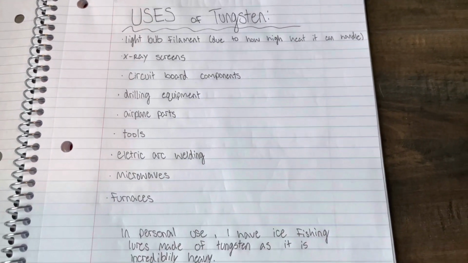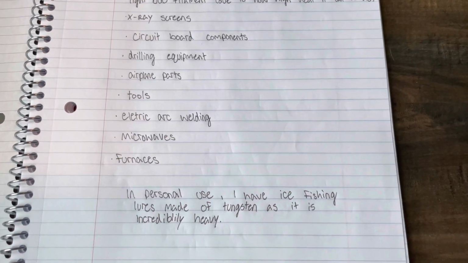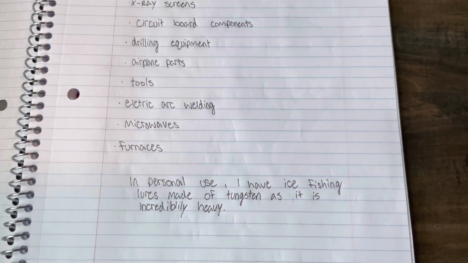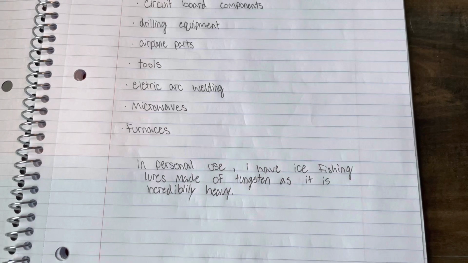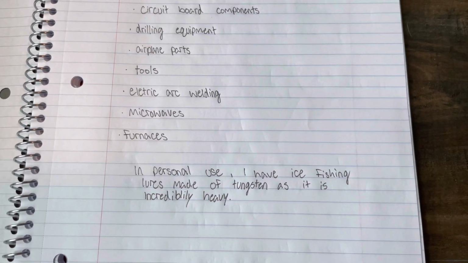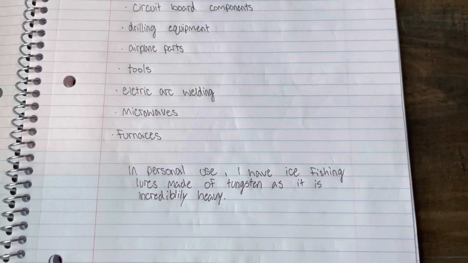and pressure. And then in my personal use, I have used tungsten for ice fishing. I've got some lures made out of it, as they're smaller than a dime, but it's very surprising how heavy they are, which makes it great to get down into the water column without using a big lure.